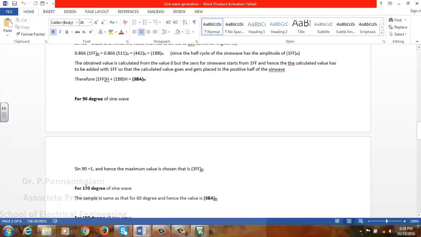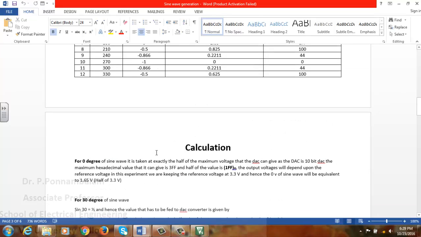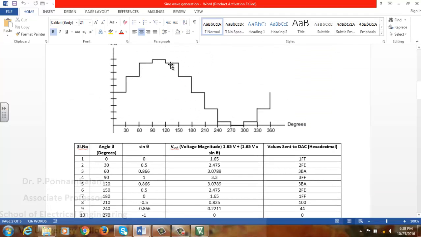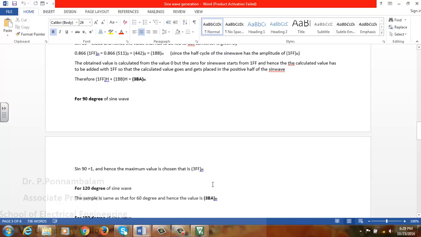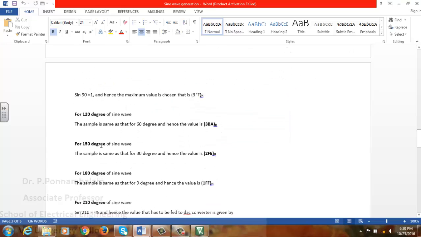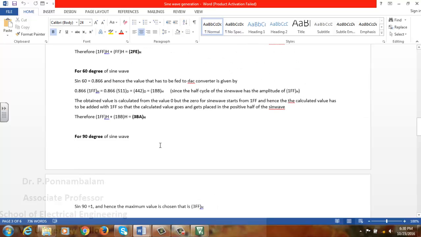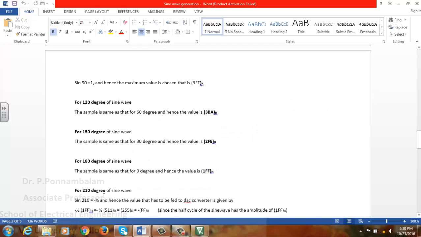Then coming to the next 30 degree, add 30 degree to this 90 degree, that is 120 degree. Obviously you can see from the waveform that 60 degree is similar to this 120 degree, and 30 is similar to this 150 degree, and 180 is similar to this 0 degree. So there is no calculation involved. You can copy the values: 120 is equivalent to 60 degree, so the 3BA we got is substituted, for 150 it is the equivalent of 30 degree, so 2FE is copied, and for 180 degree it is 1FF.